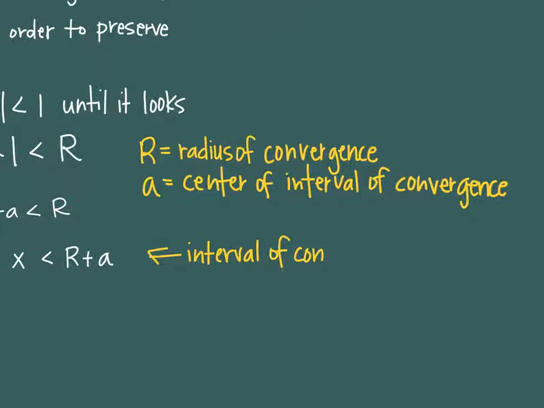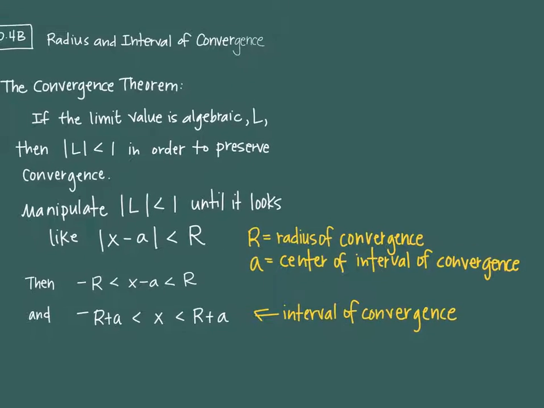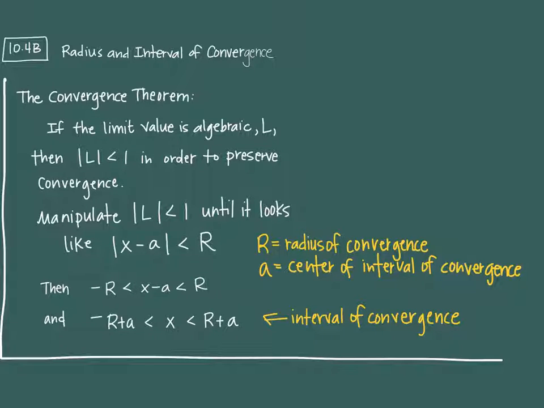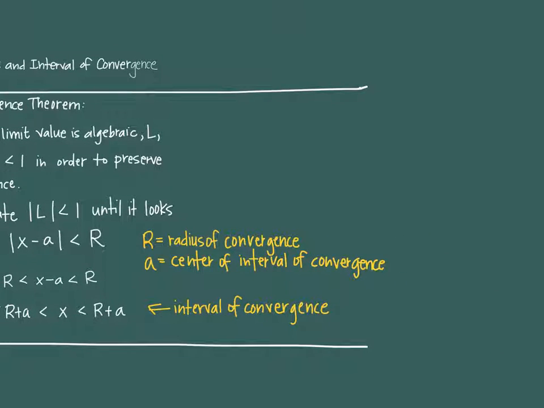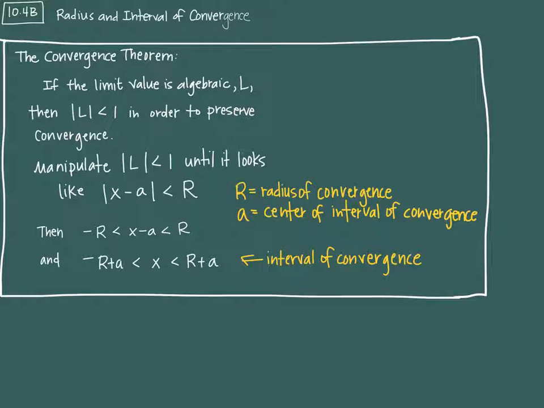So you've got your radius of convergence and your center of convergence, and the two of those together combine to make the interval of convergence. All of this language we've already talked about, so that should not be new to you. So I'm going to put a box around this to identify it as the convergence theorem, and we'll put it into practice. We're just working with algebraic stuff now instead of actually with numbers.